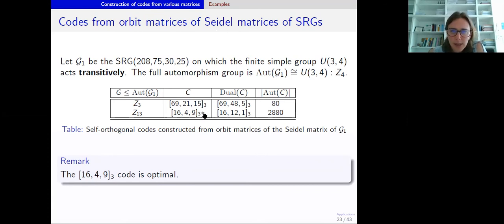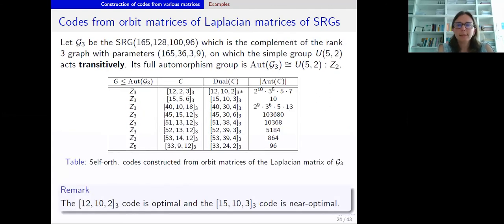Why does this one have a label? Because it is optimal. So this minimum distance actually achieves the theoretical bound for this parameter set. Similar things, the construction is here. When you take a strongly regular graph with these parameters, actually, this is the complement of the rank 3 graph with these parameters. And you know that U52 acts transitively on this graph.